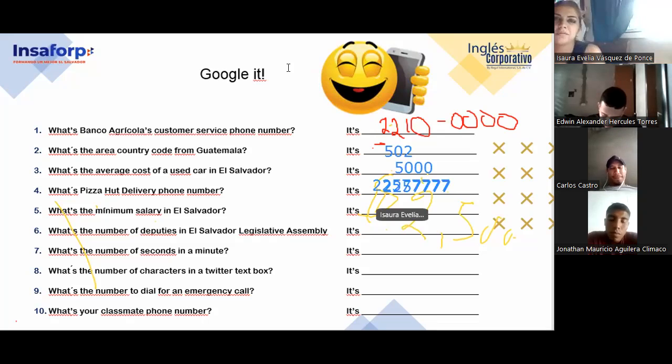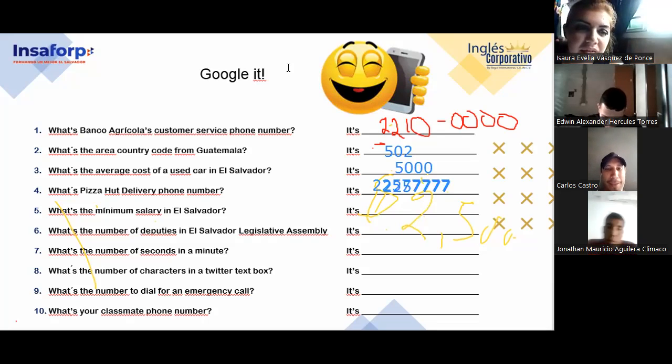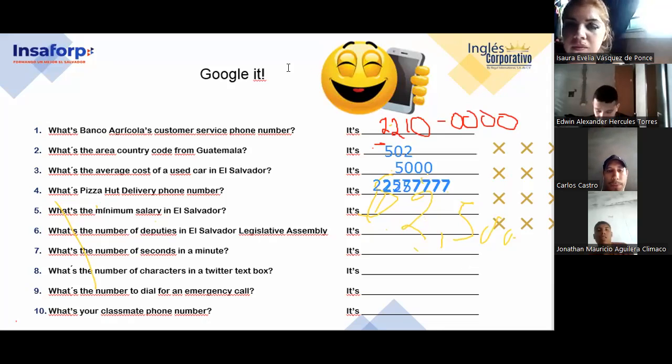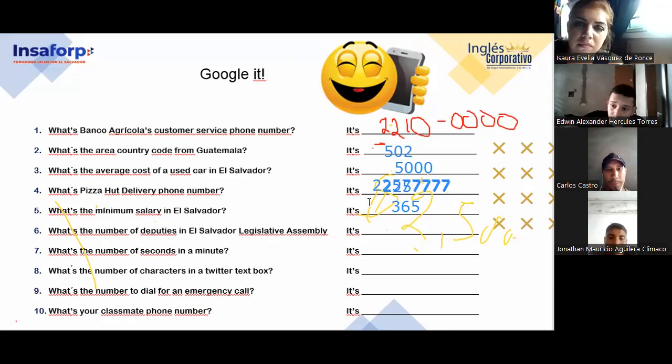Now let's look at number five. What's the minimum salary in El Salvador? 365. Write it down over there. Excellent. And we add the dollar sign. Then it would be $365. All right. Now, what's the number of deputies in El Salvador's Legislative Assembly?